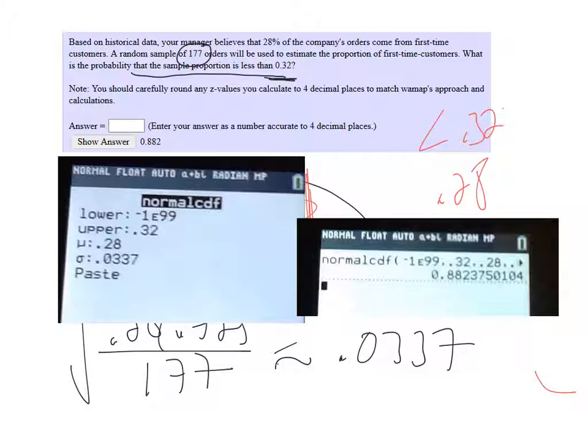The result from my calculator is 0.882, and that agrees with my math. So that's how you do it.